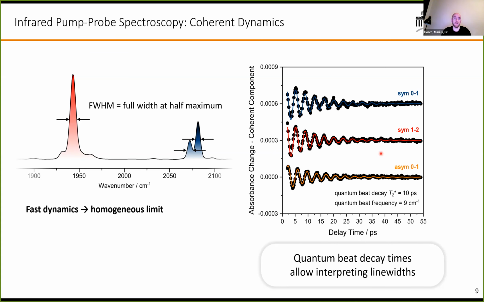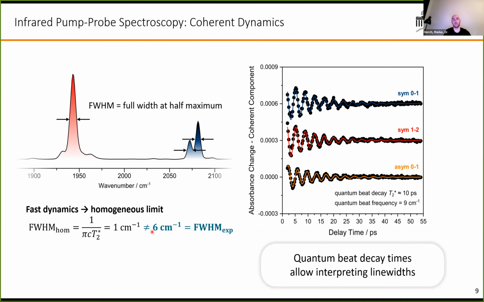So if the dynamics in, let's say, the active site region of the enzyme were very fast, then we would say that we are in a so-called homogeneous limit. Within this homogeneous limit, there's basically a direct relation between the line width that we can measure and the dephasing time that we get from the quantum beats. However, as you can see, if we calculated the line width from the quantum beat dephasing time, we'd end up with a value that is very clearly different from what we observe in the experiment.